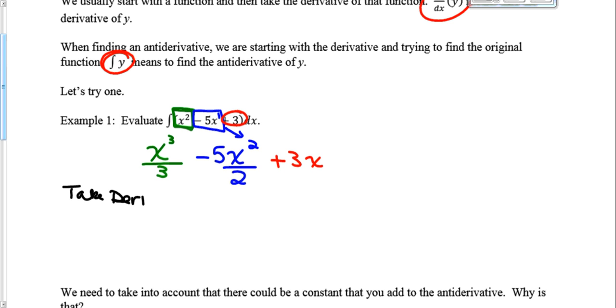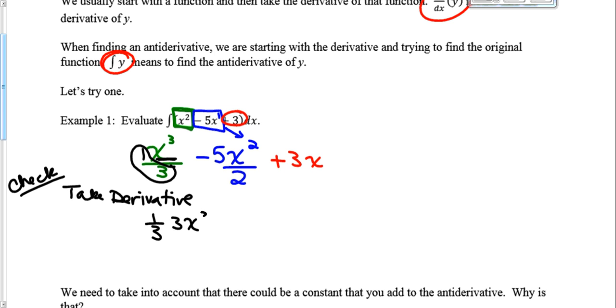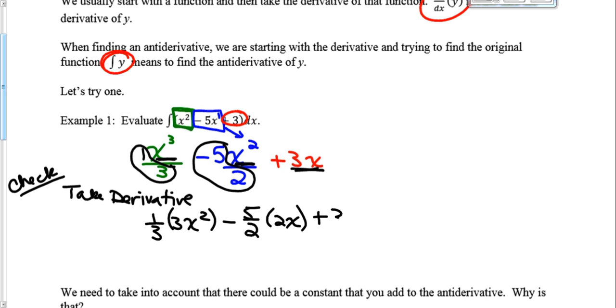So this isn't actually part of your process except you're checking, unless you want to check every single one. So this is your check. So I take the derivative and I have a 1/3. So I really have a 1/3 right here, which is a constant, which stays. The derivative of x to the third power is 3x squared. Again, I have a constant right here, negative 5/2. That would stay. The derivative of the x squared is 2x. And then the derivative of 3x is 3.